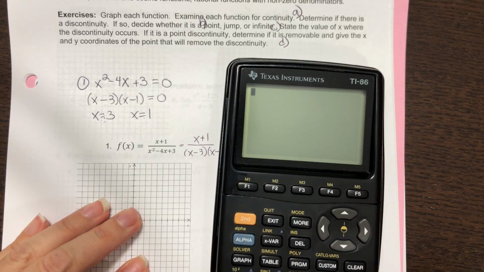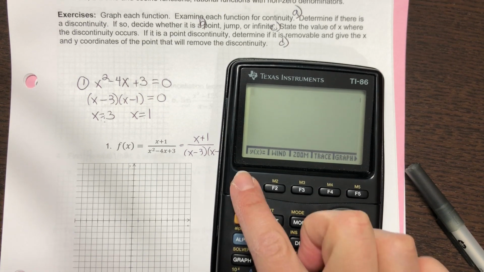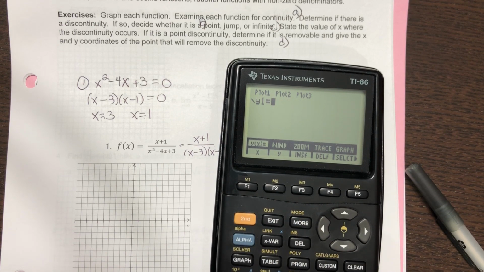I have a 86 calculator here at home and it works a little differently, so it gives me a second to figure out the right buttons to push. Okay, so when you go to type your function in, you need parentheses around the numerator and parentheses around the denominator. And I'm going to type the original problem because that way I don't have to trust if I factored correctly. And then we're going to graph it.